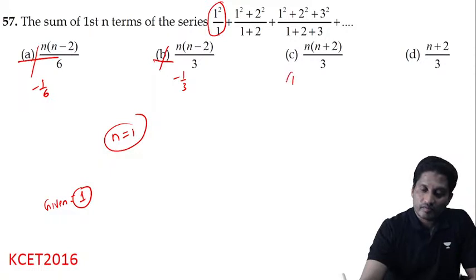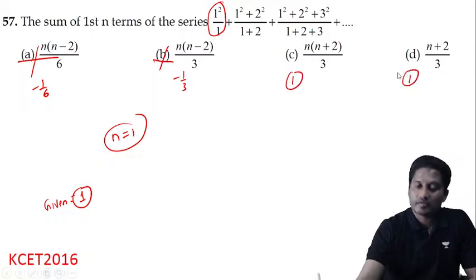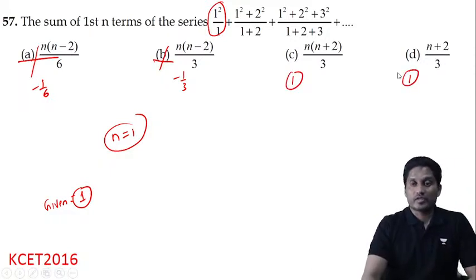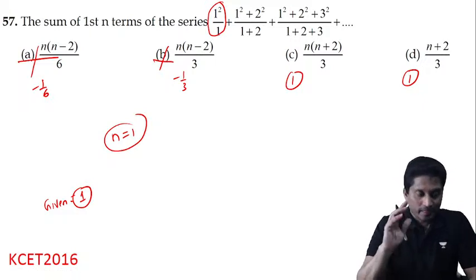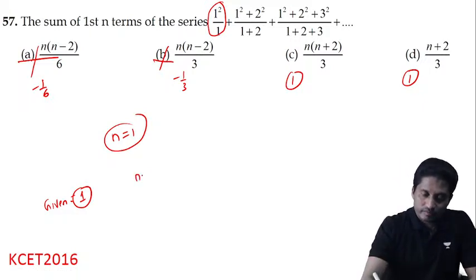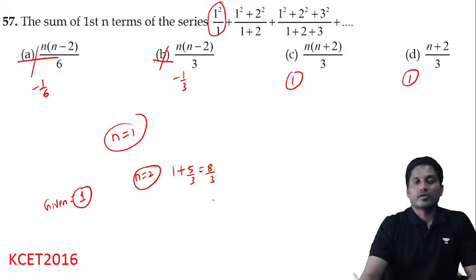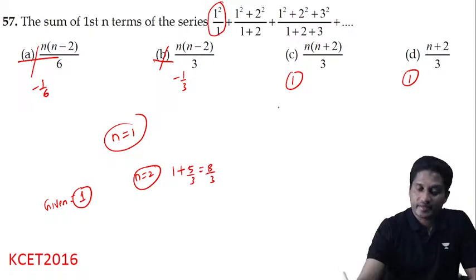If you put n equal to 1, you get 1. Here also, if you put n equal to 1, you get 1. Now since two options are same, I'll put n equal to 2. If I put n equal to 2, first term is 1. Second term 1 square plus 2 square is 5 by 3, which is equal to 8 by 3. Now I'll put n equal to 2 in the options. I should get 8 by 3.